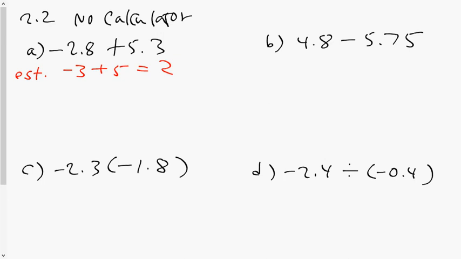If I think how I did this, I really say, well, what do I have more of, positives or negatives? I have more positives. How many more was the difference between them? And really what I did is I did 5 take away 3 is 2. And since they're positive, my answer is positive 2. That's how I did the estimation in my head.